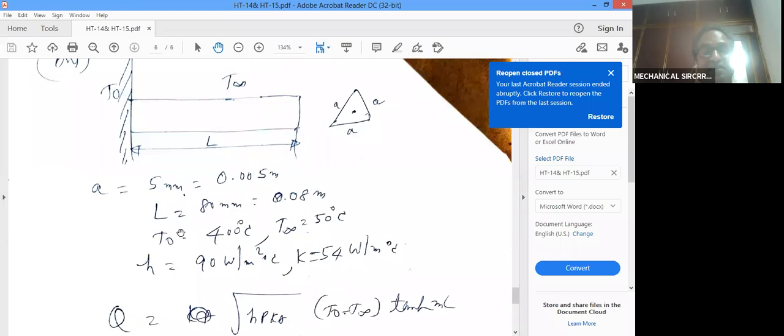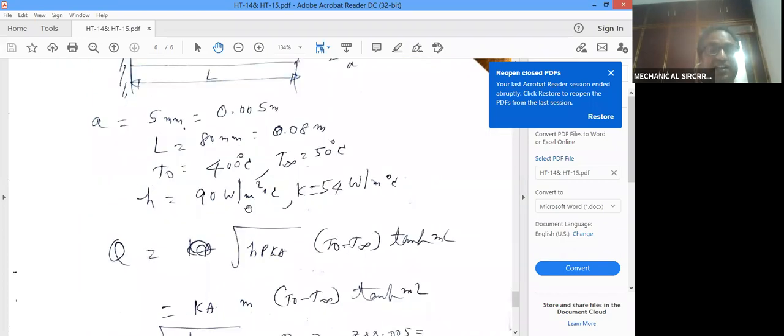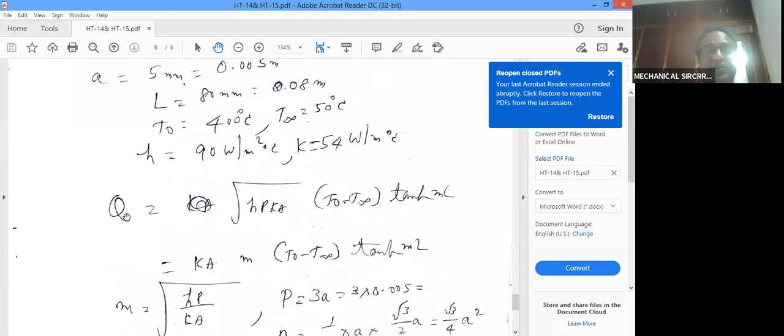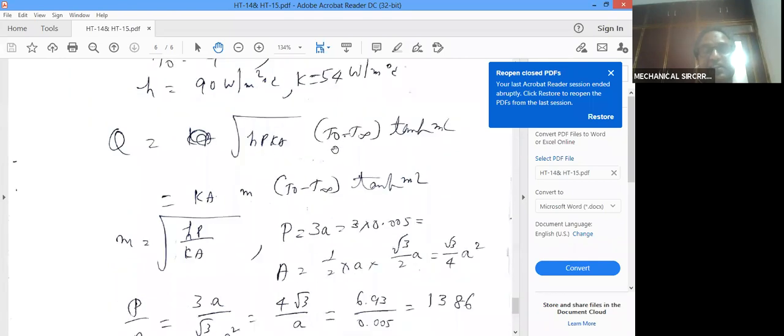T naught at the base is 400 degrees centigrade. T free stream is 50 degrees centigrade. And h value, unit surface conductance or convective heat transfer coefficient, is 90 watts per meter square degree centigrade, or 90 watts per meter square Kelvin. Also k is equal to 54 watt per meter Kelvin. So heat transfer rate Q, how do you calculate? Root of hPkA into T naught minus T free stream into tanh(mL).